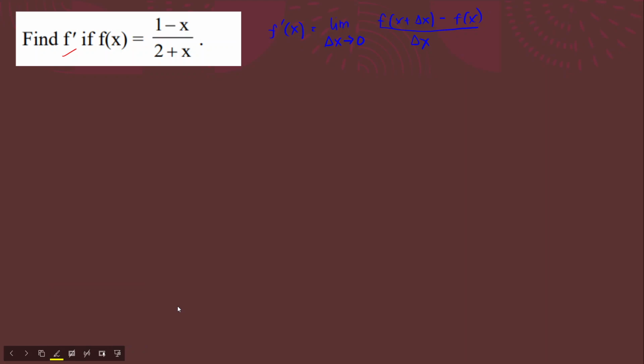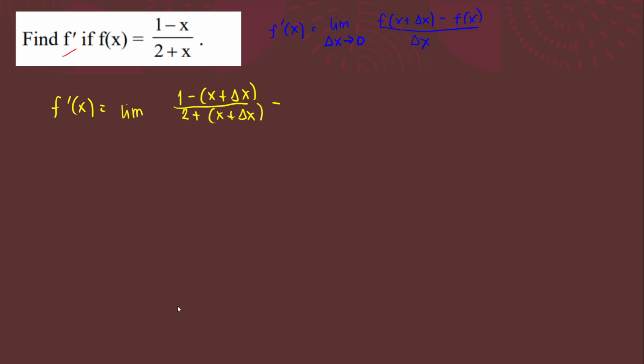So, apply natin. f prime of x is equal to the limit of [(1 minus (x plus delta x)) over (2 plus x plus delta x) minus the function (1 minus x) over (2 plus x)], all over delta x, as delta x approaches 0.